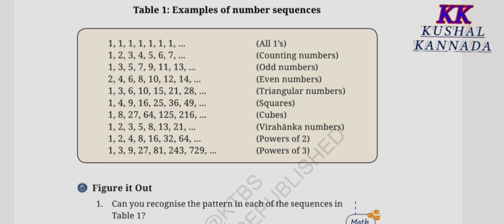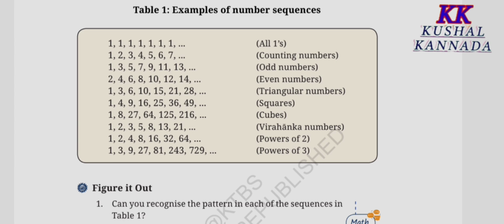Next one, Virahanka numbers: 1, 2, 3, 5, 8, 13, 21. In the sequence, each term starting from the third term is the sum of the previous two terms.